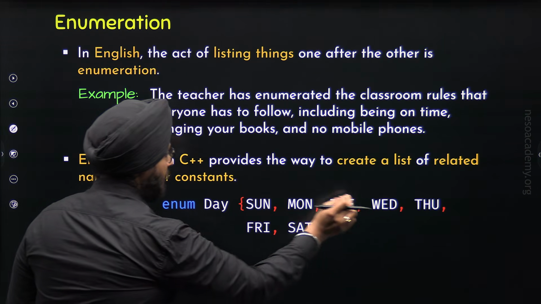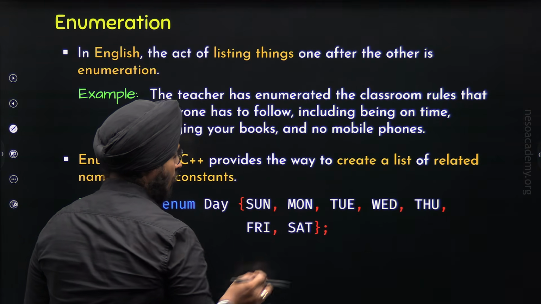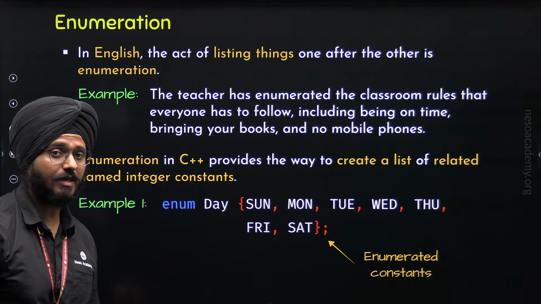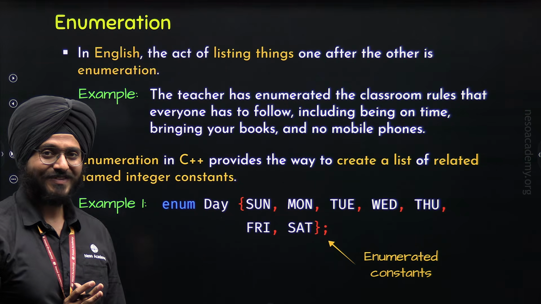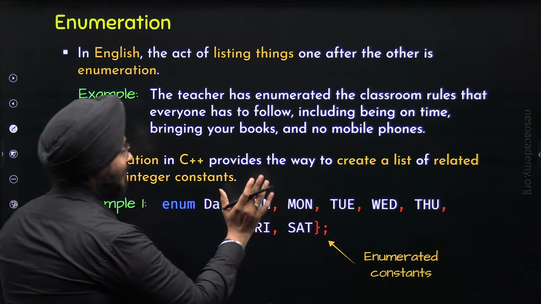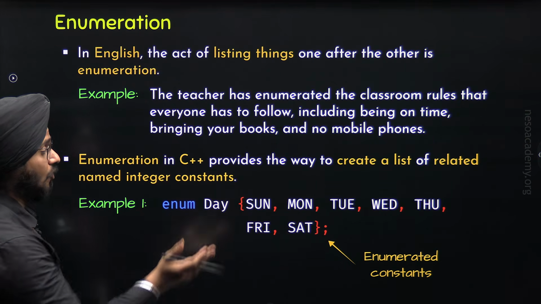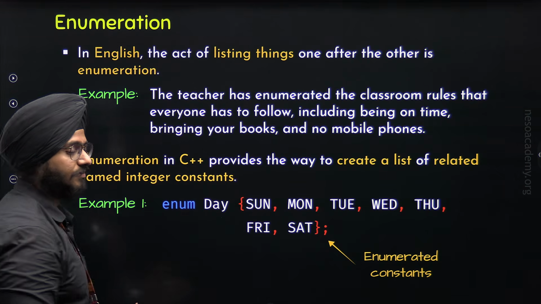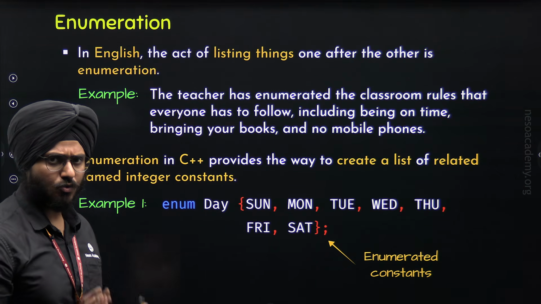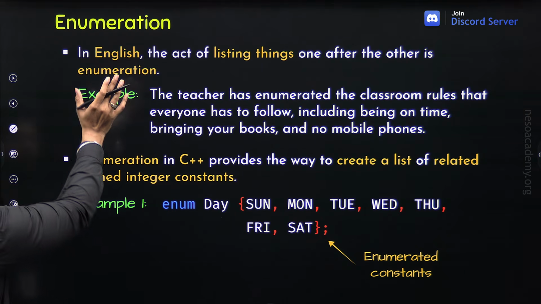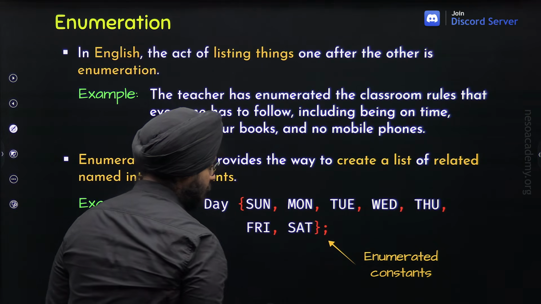These named integer constants are also called enumerated constants. Now, why am I calling them enumerated constants? Because these constants are defined for the enumeration. That's why we can call them enumerated constants. I hope this idea is clear to you. Now I hope it is clear how enumeration is related to enumerated constants.